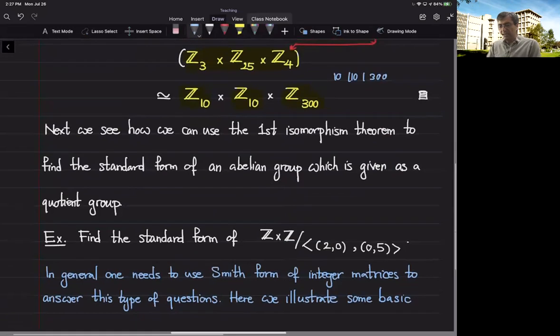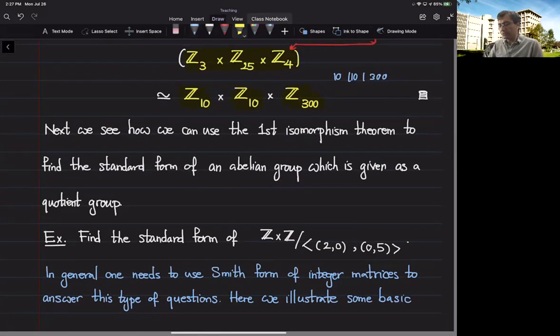Now, next we see how we can use the first isomorphism theorem to find the standard form of an abelian group which is given as a factor group, as a quotient group. This task is not easy in general. So we deal with easy examples in order to illustrate how this can work out.